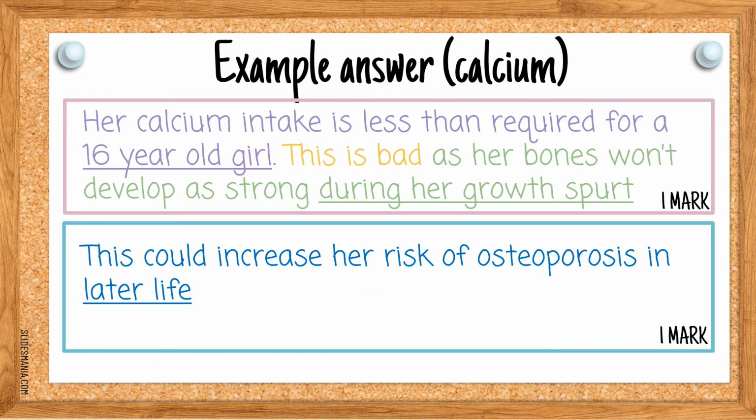Our next example answer is for calcium. So we started off with a fact stating that our calcium intake is less than required for a 16-year-old girl. We've then moved on to our opinion by stating this is bad, and then our consequence, so why is this a bad thing? As her bones won't develop as strong during her growth spurt. So again, we've been specific to the person in the question, a 16-year-old girl who will be going through a growth spurt. So that's us got our first mark.